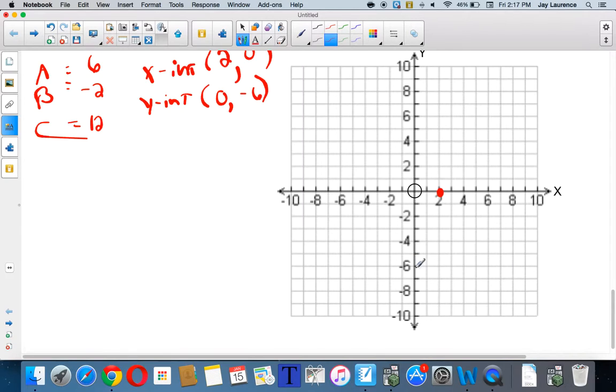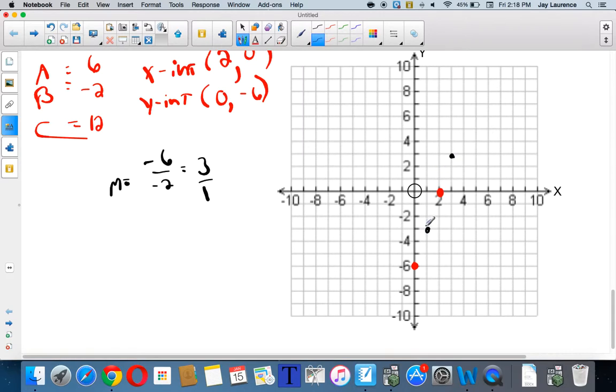So (0, -6) is right here. Now I have 2 points. I don't need to find the slope if I don't want to. I'll go ahead and find it, but you watch, it's going to be the same as the slope between those 2 points. So m is going to equal the negative of a over b, and that'll equal positive 3 or positive 3 over 1. So I can rise and run from either point, go 1, 2, 3, 1. And from here I could go 1, 2, 3, 1.